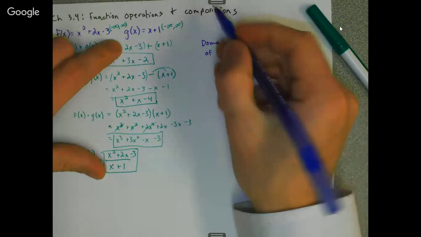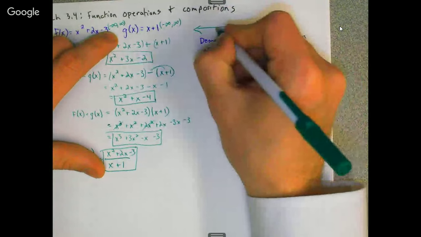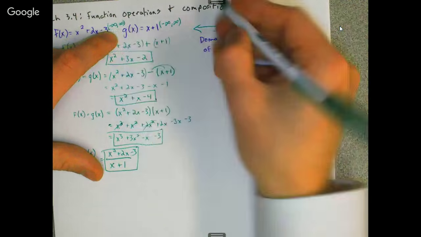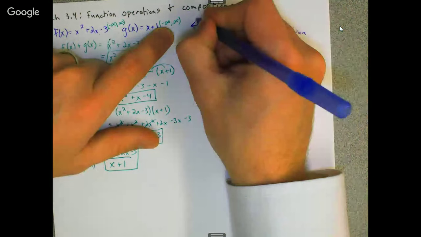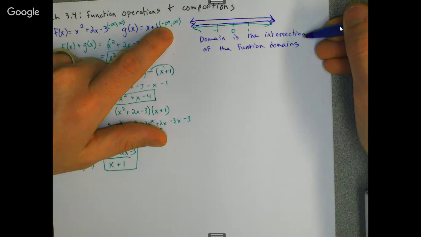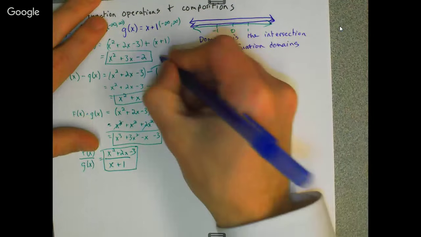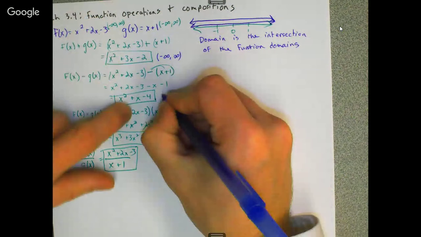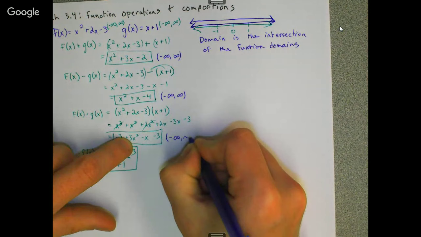So if I graph this out, here's my number line, there's 0, there's -1, and there's 1. If I graph out negative infinity to infinity, this is my first domain, and this is my second domain, negative infinity to infinity. Where their intersection or where they're overlapping is what I want. Well, they overlap all the way across the graph. So my domain for this one would be negative infinity to infinity. This one would be negative infinity to infinity, and this one would be negative infinity to infinity.